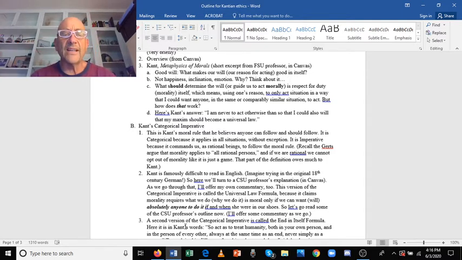Now, why is it called a categorical imperative? If you look at those words, they might give you something of a hint. It's categorical because this rule, do what others could do in your situation, applies in all situations without exception. I mean, that's what categorical means, right?